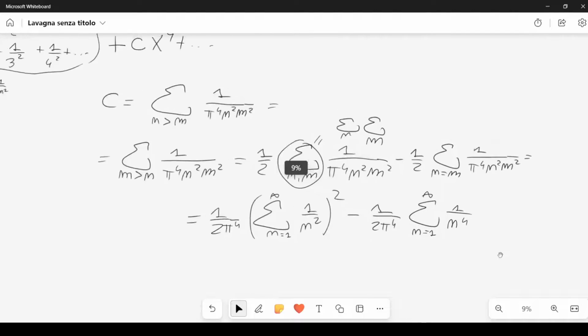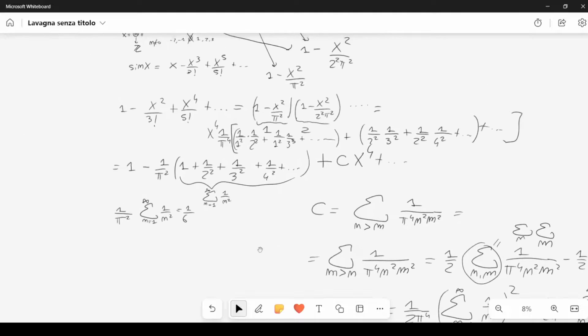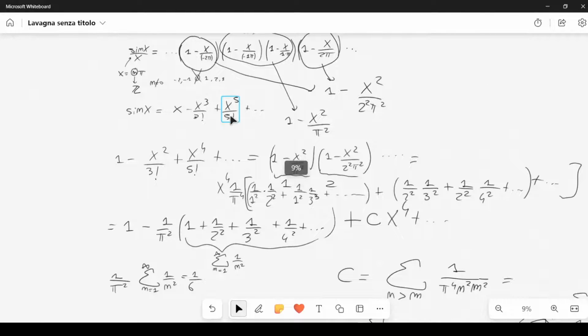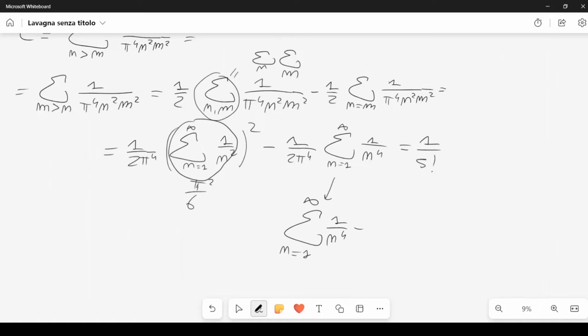But now we can see that since this is equal to c, it should be equal to, if you check, the next term, which is just 1 over 5 factorial. So basically here this should be equal to 1 over 5 factorial. Since we know that this summation here is equal to pi squared over 6, well, we get an equation for this sum. And if you solve the equation for the sum, that's easy to solve. It is just algebra. What you get is that this is equal to 1 over 90 times pi to the fourth.